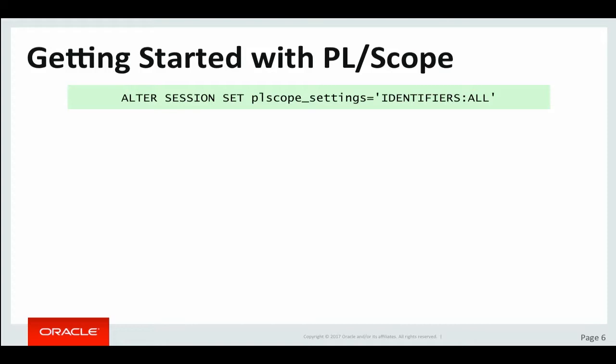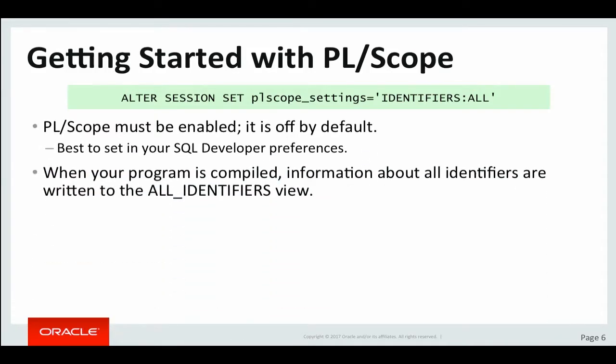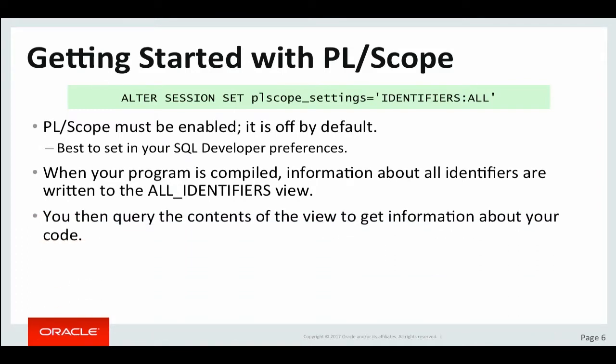But I didn't want you to think that all the PL/Scope features are only available once you get to 12.2. As of 11.1, there's a lot you can do with PL/Scope, and then I'll add on the 12.2 stuff a bit later on. So you say identifiers all, you turn on gathering of identifier information, and it's off by default. And then whenever you compile a unit from that point on, it will gather that information and stuff it into the identifier views. Then you write queries against it.